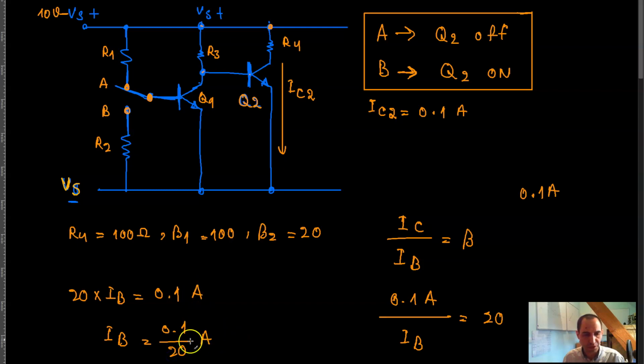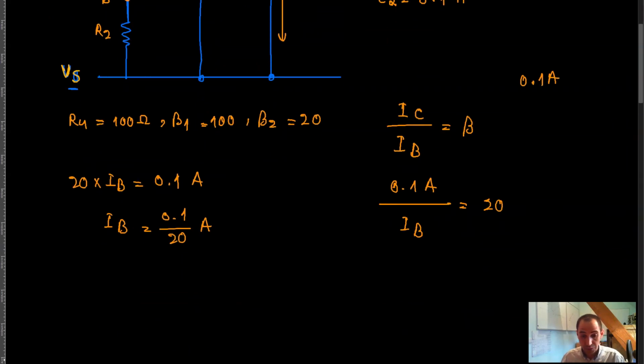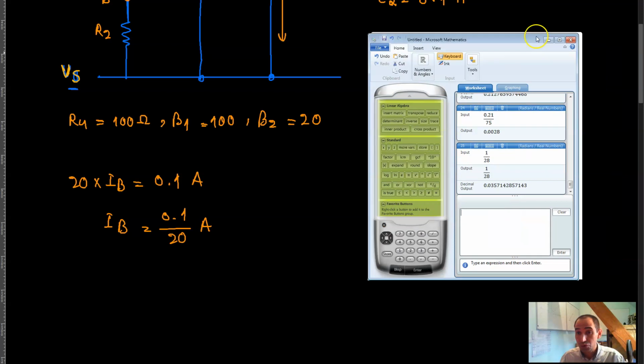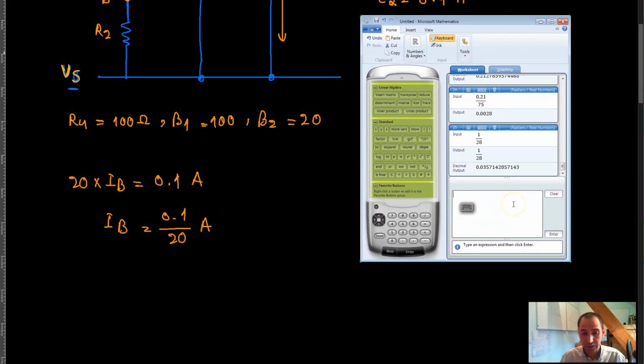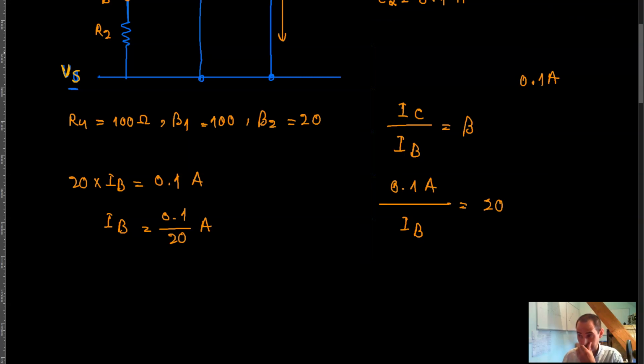And that's the same thing as, what is 0.1 divided by 20? Well, I'm supposed to be able to do these pretty fast because I'm a mathematics teacher. It's 0.005 amps, or essentially 5 milliamp. It's the same thing as 0.005 amp, which is the same thing as 5 milliamp.